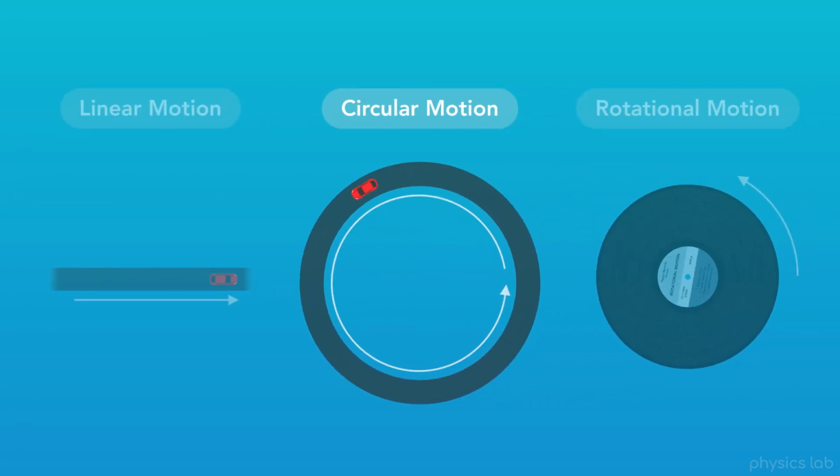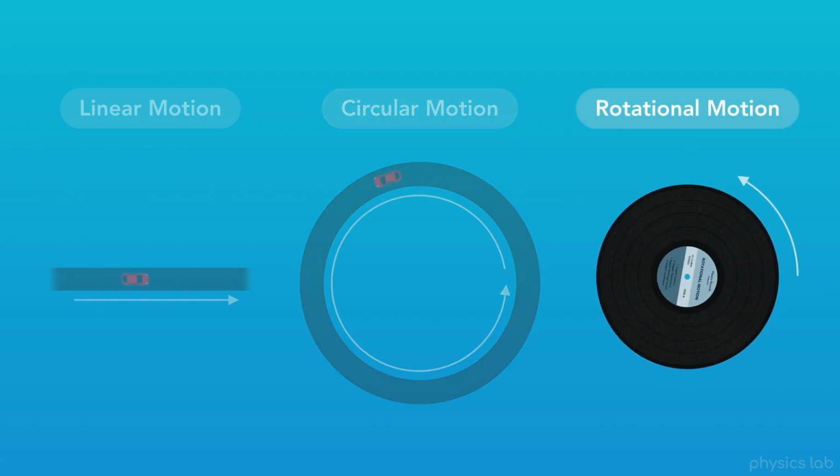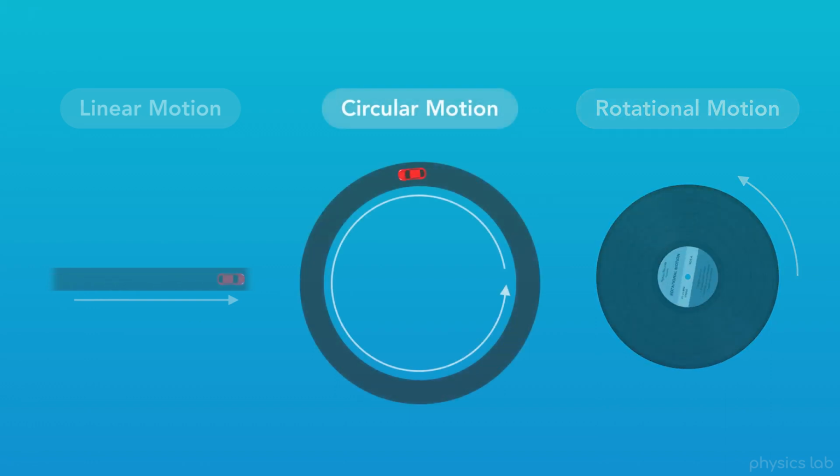Circular motion is when an object travels along a circular path. By comparison, rotational motion is when an object itself is rotating about its own center, but it's not translating. We're going to focus on circular motion in this video.